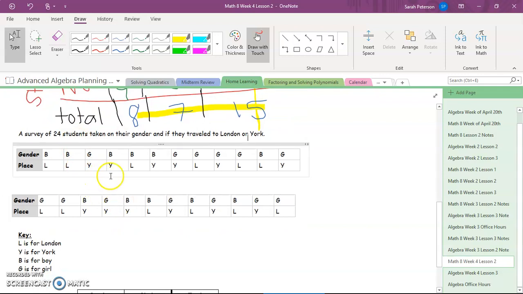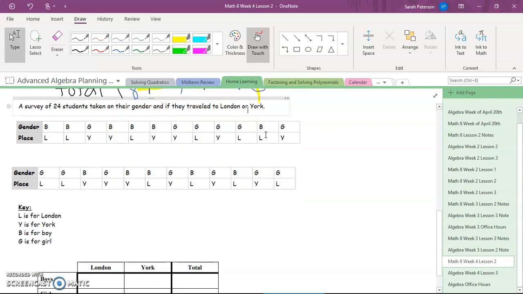So this example says a survey of 24 students took a survey on their gender and if they traveled to London or York. So if you look, there's 2 tables here, but it looks like there's the same data. So maybe they just couldn't fit it all in one. So the options for gender, it looks like are boy and girl in this survey. And the place is L is for London and Y is for York. So I know that that's kind of how I would fill my table.